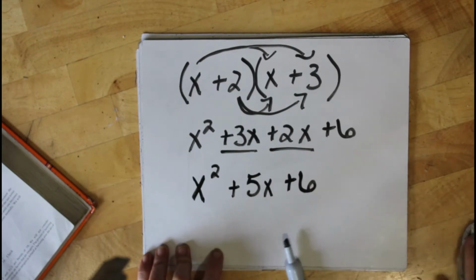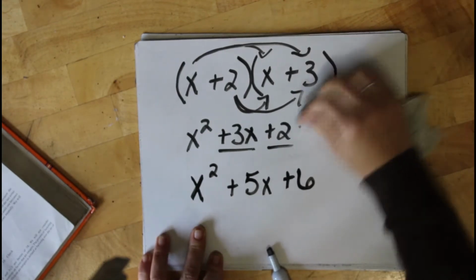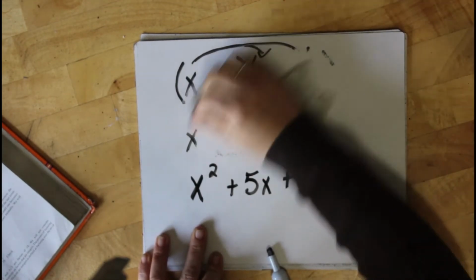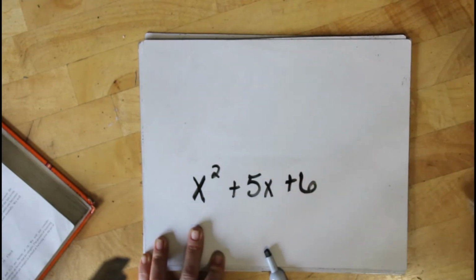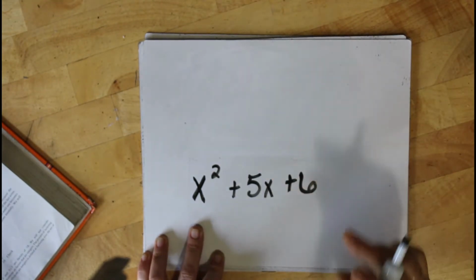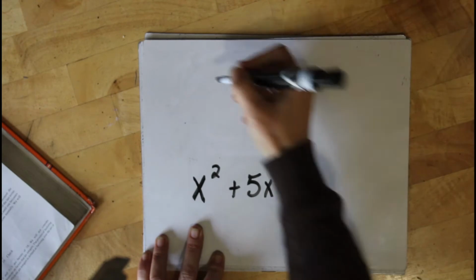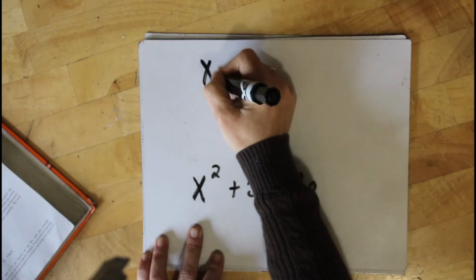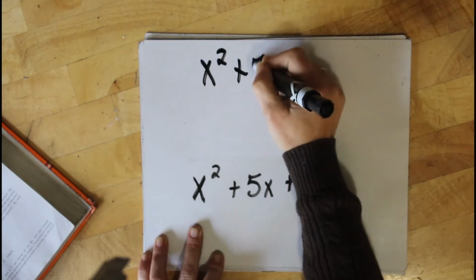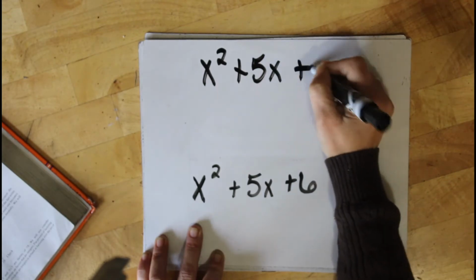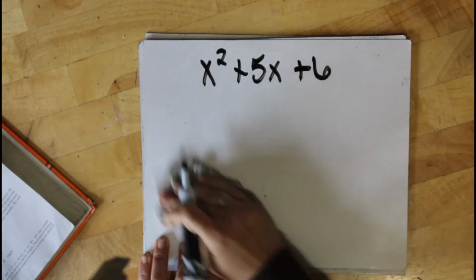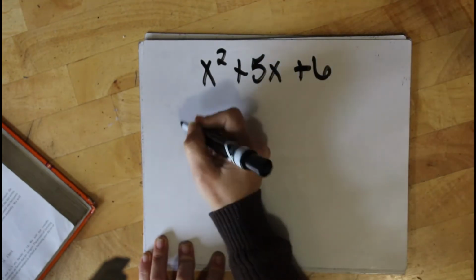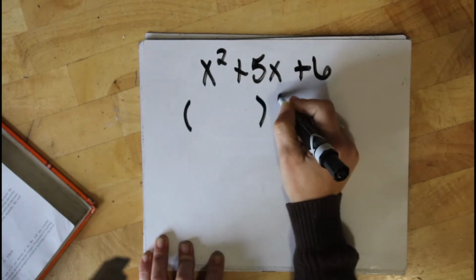That part's easy. So now what we're going to do is the opposite of that. We're just going to undo that multiplication. So a problem is going to start with the trinomial, and you have to break it down into two binomials that were multiplied together. So I'm going to rewrite this up top. All right, so the first step is to draw parentheses.